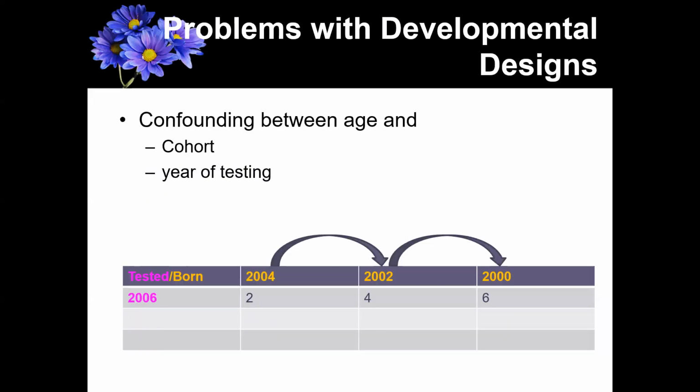Yeah, like I said, year of testing, that's going to be a confound when you look at the same people at different ages. But then again, cohort effects are going to be confounded with testing different people of different ages, right? Sorry, this is the cohort one. This would be year of testing.